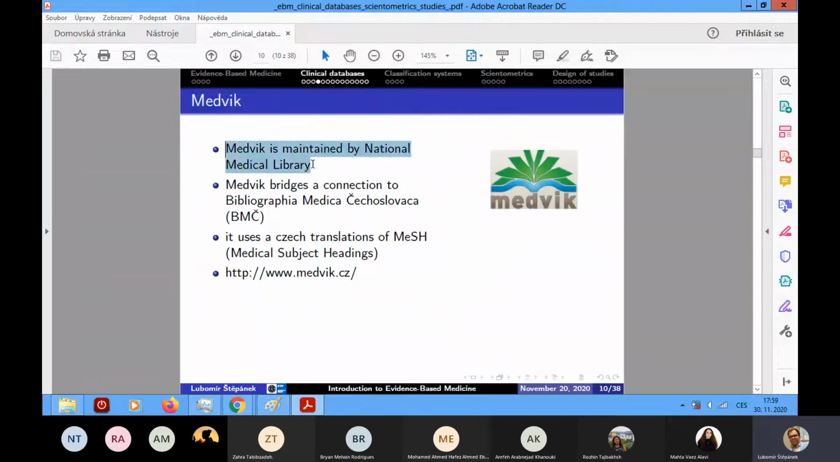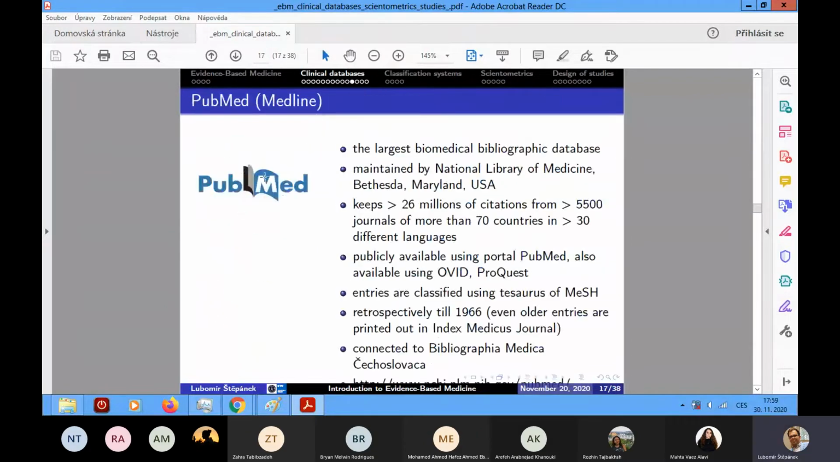So Medvik is important generally in the context of Czech medicine. I'm just going to talk about MeSH, which is Medical Subject Headings, which is a thesaurus. It's something like an intelligent, smart medical vocabulary used by MEDLINE, which is totally the most important database you should know about. It uses MeSH, which is a kind of thesaurus, a smart vocabulary, to make, for example, automatic tagging of all documents.